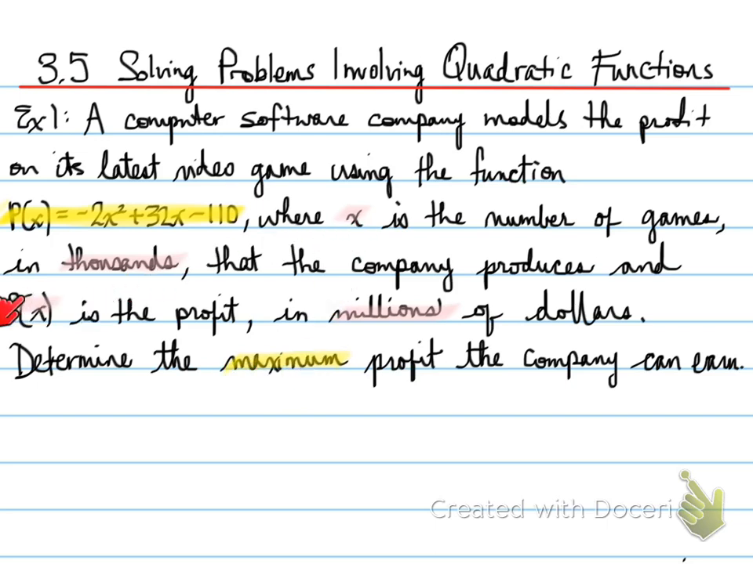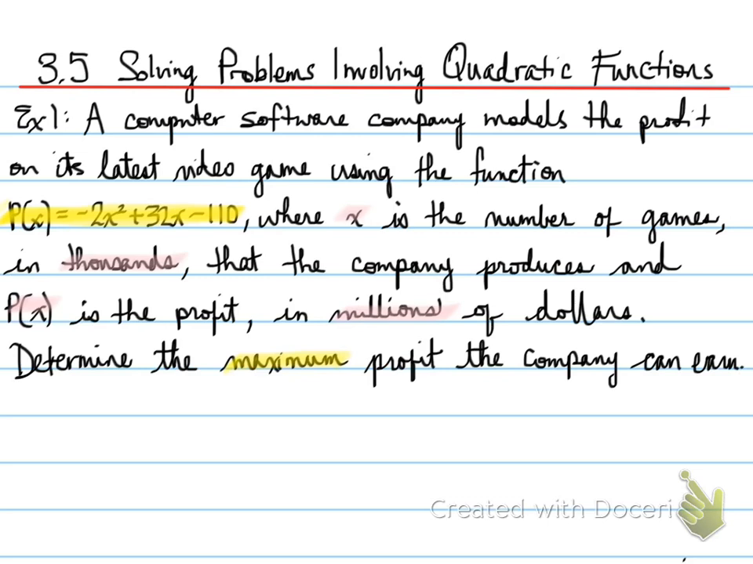These items that are highlighted in pink indicate the variable, and it represents thousands. So not to forget that later on we need to convert whatever x value we get to thousands. And p of x is the profit. The profit is in millions of dollars. So we're determining the maximum profit the company can earn.